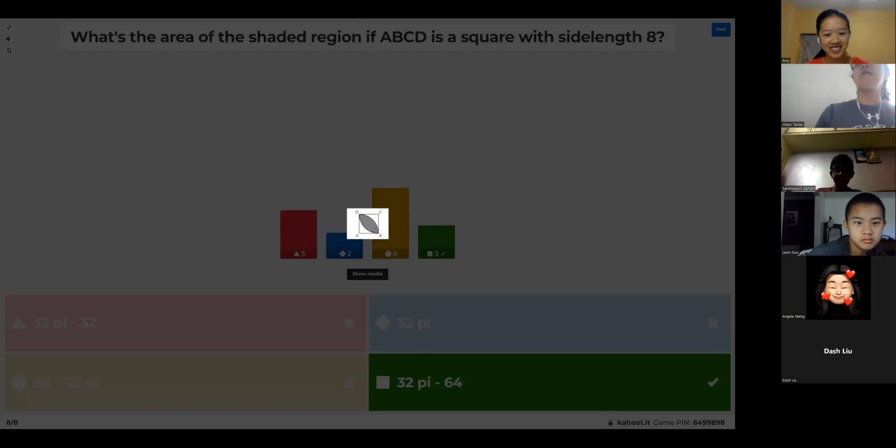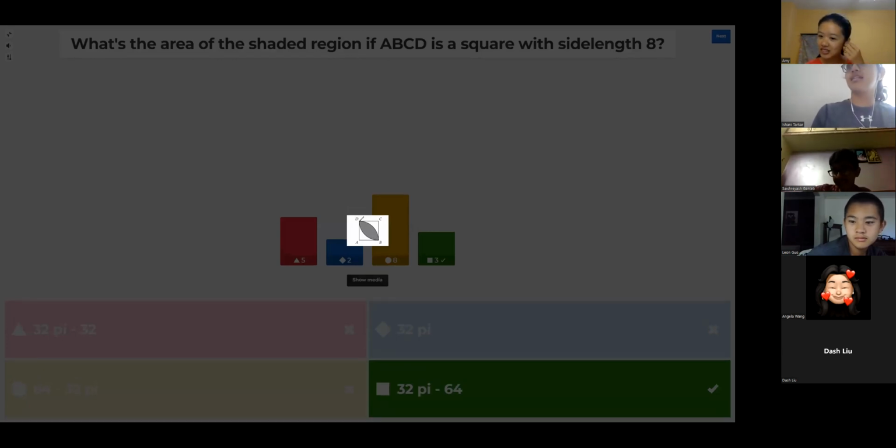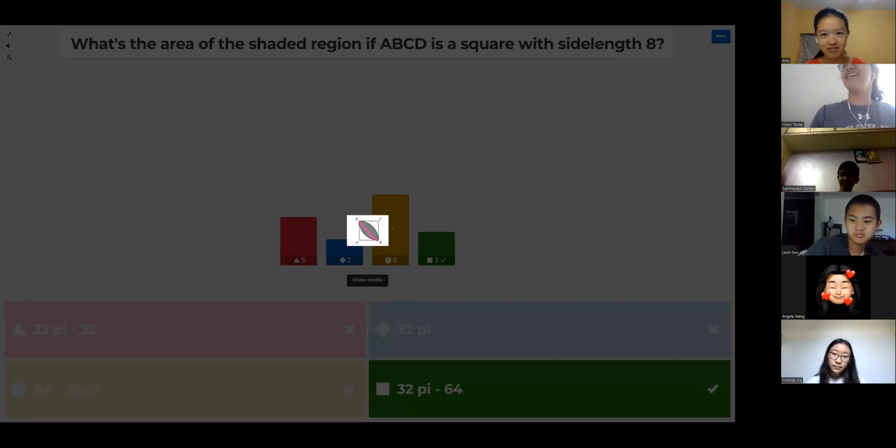Okay, basically, the square has a side length of 8, right? So we can divide this in half. Well, yeah, you divide it into 90-degree sectors of a circle. You find the shaded area like this. You multiply it by 2, and you would get 32 pi, right? Wait, no, not 32 pi. You'd get something, and then you'd subtract 64 from it.